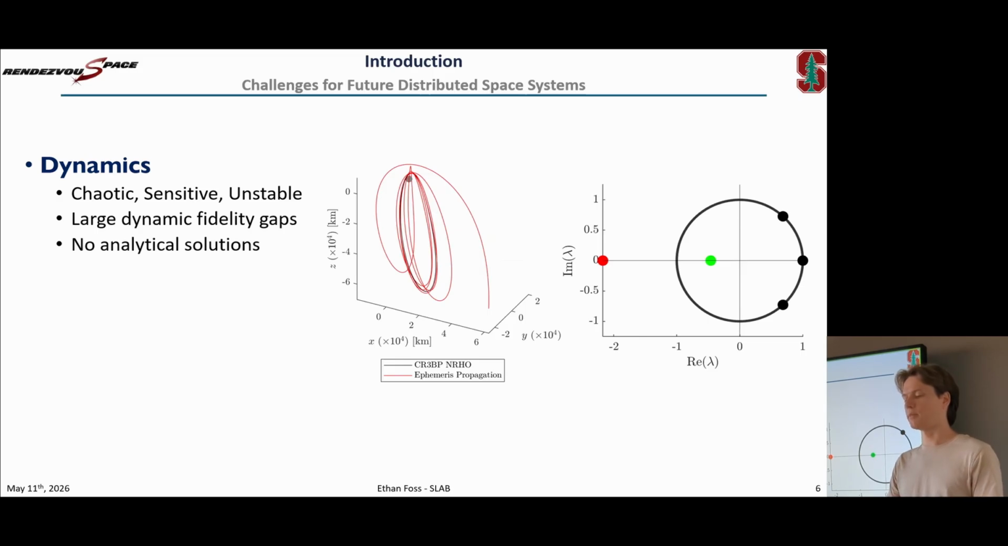Well, first of all, the dynamics are quite a bit different than what we would see on Earth orbit, for example. These dynamics can be broadly characterized as being very chaotic, sensitive, and unstable. They usually have associated low fidelity models, but the problem is these models typically have a larger gap in terms of dynamic fidelity. And lastly, there is typically a lack of analytical solutions.